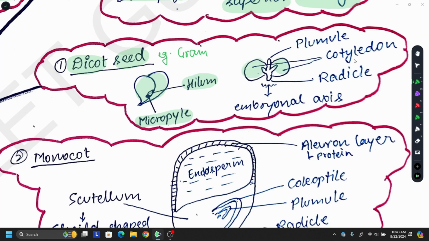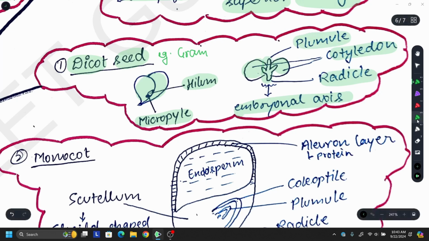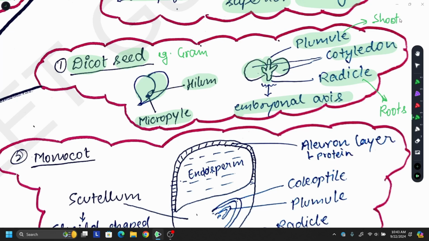Now if you split this seed of the gram, you will find two parts. This and this part are called cotyledons. Since there are two cotyledons, that's why it is called a dicot seed. Now the middle thing is called the embryonal axis, as I have already told you, and the lower part of the embryonal axis is called radicle, which gives rise to the root, and the upper part of the embryonal axis is called plumule, which gives rise to the shoot. So roots are formed from radicle, and shoots are formed from plumule.